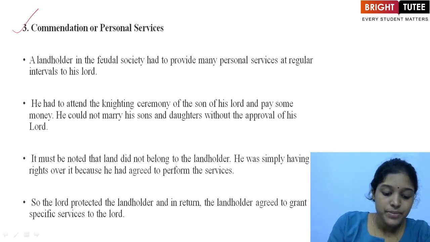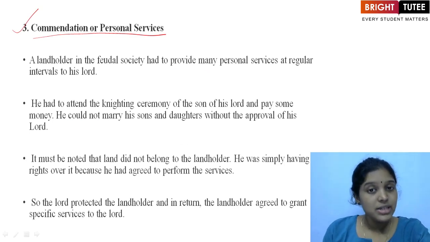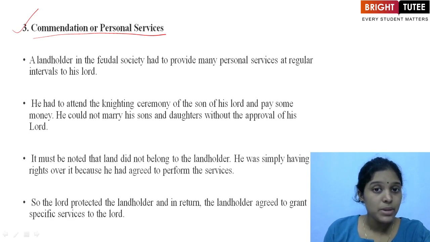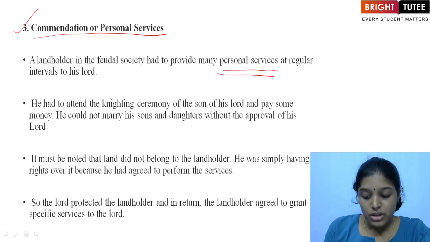Third feature is commendation or personal services. So we already saw that the people had to serve their immediate lords and meet their demands. And now we look closely at what these services were. A landholder in the feudal society had to provide many personal services at regular intervals to the lord. So these personal services, what are they?